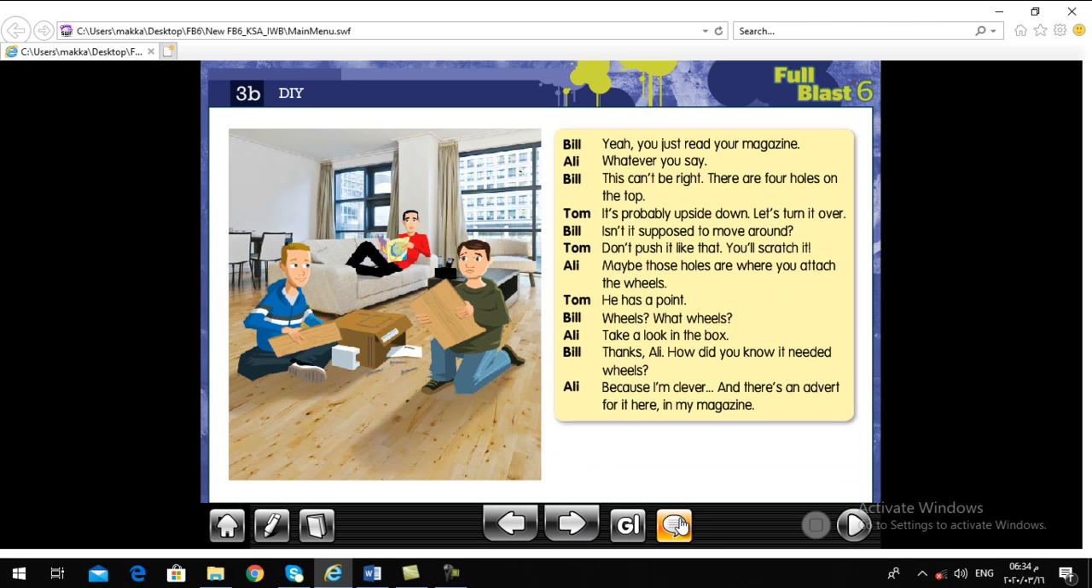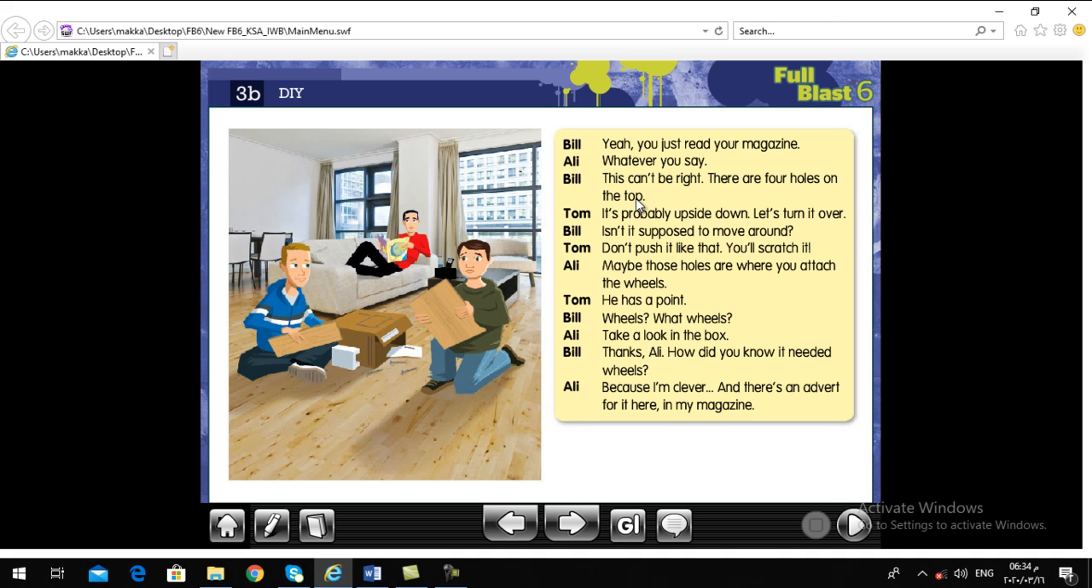Do you have another turn here? Yes, we have. If you look here, turn it over. Who said turn it over? Tom. Why? Because he thought the bedside table is upside down. What made him think that it's upside down? Because there were 4 holes at the top, and 4 holes could be for the base.